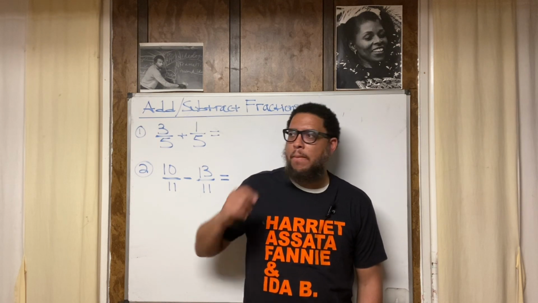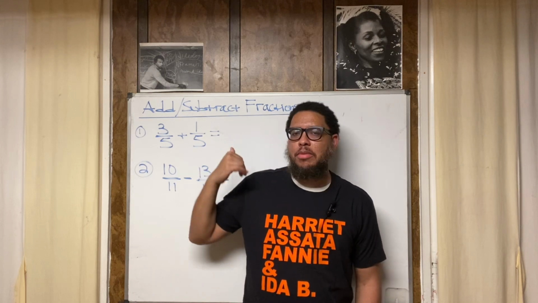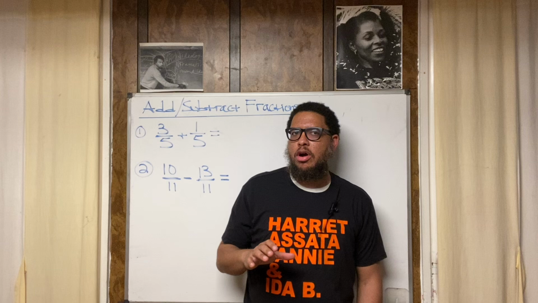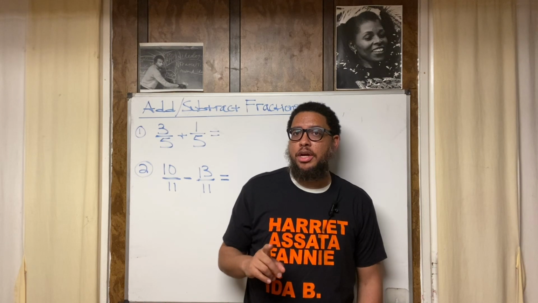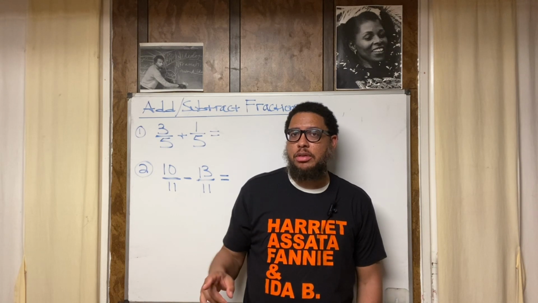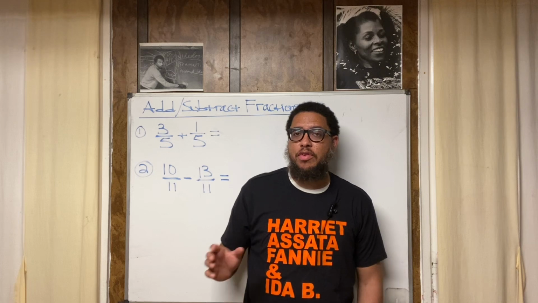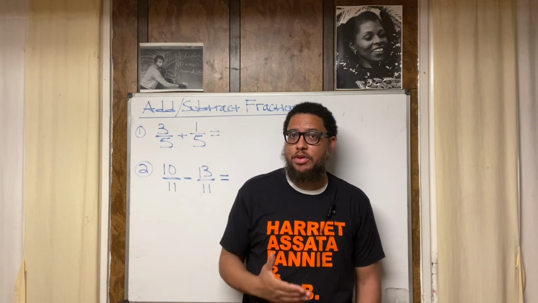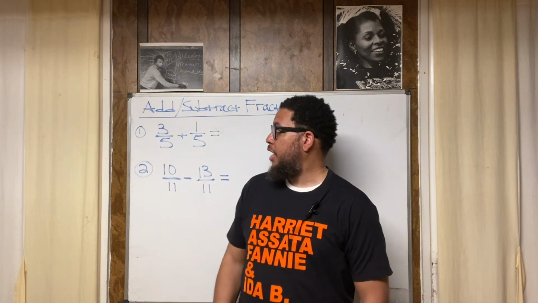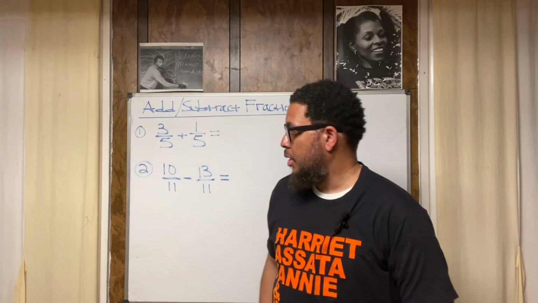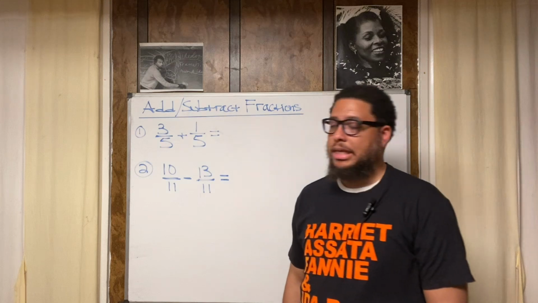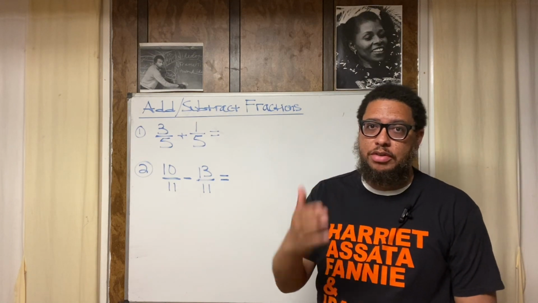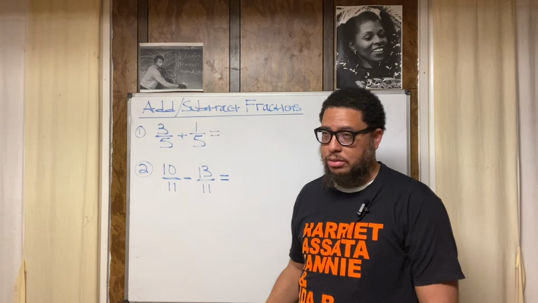All right. So that being said, let's talk about adding and subtracting fractions. These problems are not as difficult as some of the other ones where our denominators are different, because if our denominators are different, we have to find what's called a common denominator. In these problems, we're already given a common denominator. We have 3/5 plus 1/5 in our first example, and in our second example, we have 10/11 minus 13/11. So I got an example of addition and an example of subtraction.